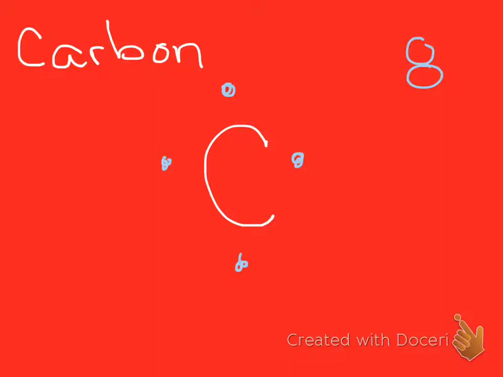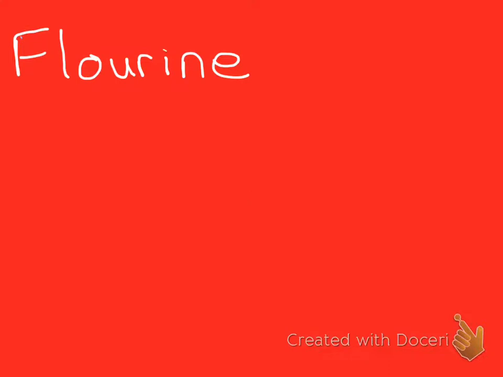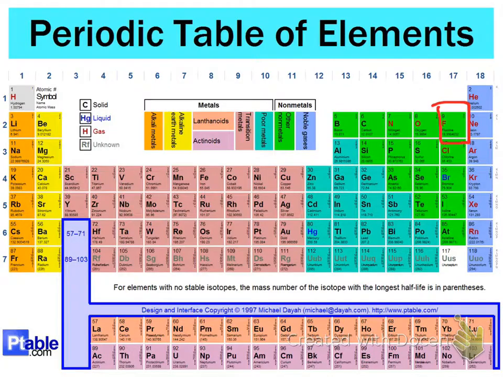Okay, so let's try another one. We're going to try fluorine now. So, fluorine, you need to figure out what the symbol is, and the symbol for fluorine is F. Okay, so what group does it belong to? Go back to your periodic table. Okay, so it belongs to group number 17. Again, we only pay attention to the 7. Okay, so it has 7 valence electrons, and that's what we're going to draw.